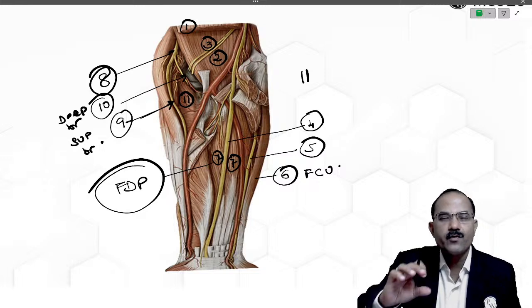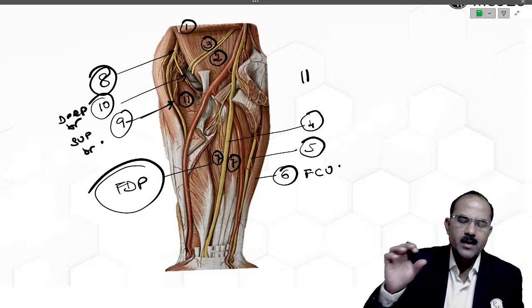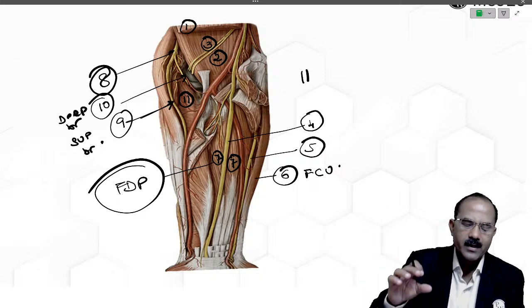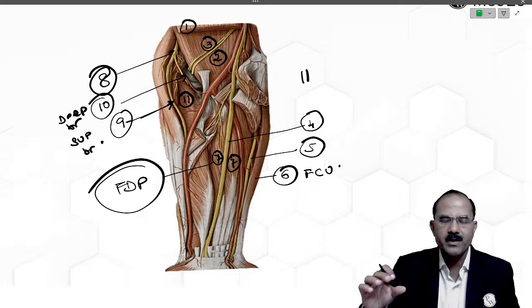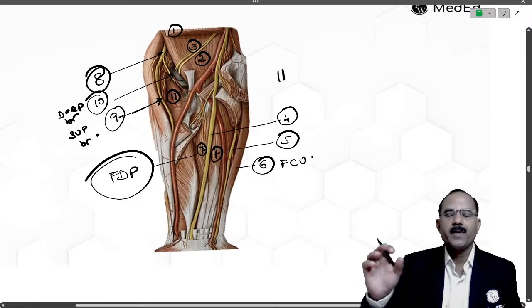Number 6 is the flexor carpi ulnaris. Number 7 is the flexor digitorum profundus. Number 8 is the radial nerve. Number 9 is the superficial branch of radial nerve. Number 10 is the deep branch of radial nerve. And the muscle 11 is the supinator.